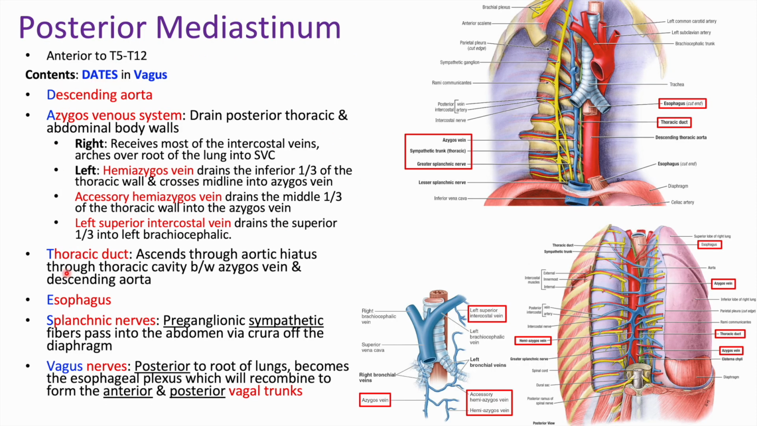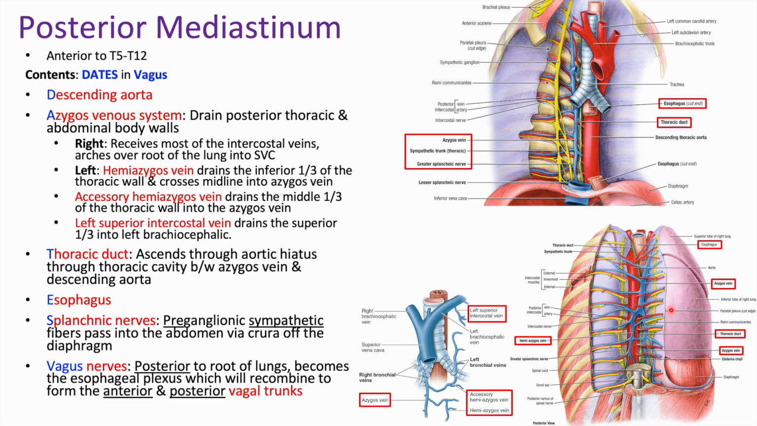And looking at the contents, D, we have our descending aorta. So we have the arch of the aorta that turns into the descending aorta and runs down the posterior mediastinum. We're also going to have our azygous venous system. And this is a really important and cool venous structure and system that's going to run up all along here. And it's going to drain the posterior thoracic and abdominal body walls.